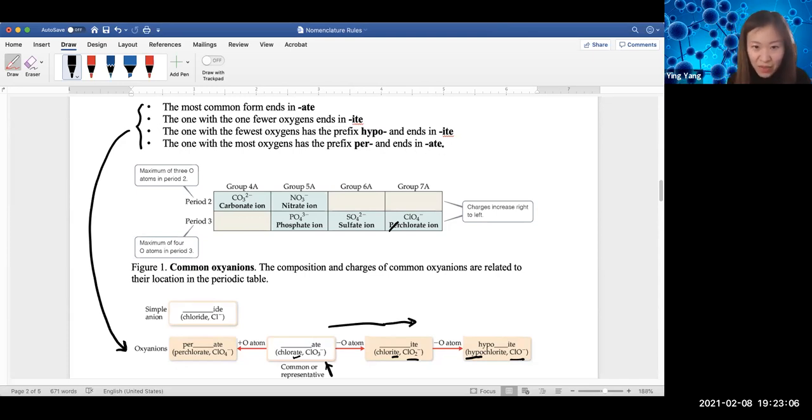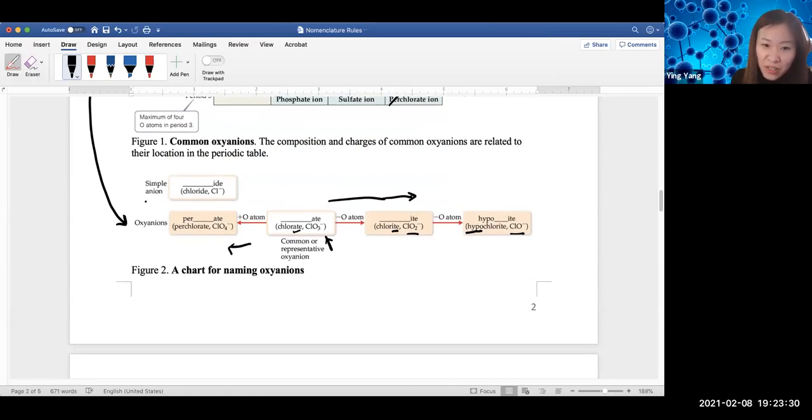Rule number 4 is the one with the most oxygens has a prefix per and ends in ATE. Then you go to this end of this chart, right? And so it follows the name of chlorate. So keep the ATE and add per, indicating you have one more oxygen. So this is the naming rule for polyatomic anions.